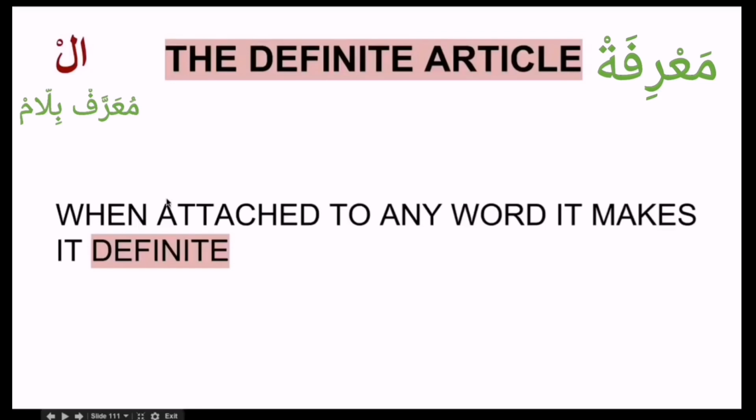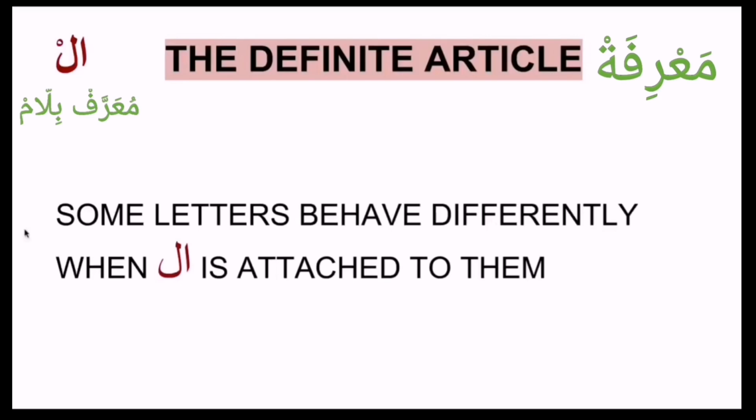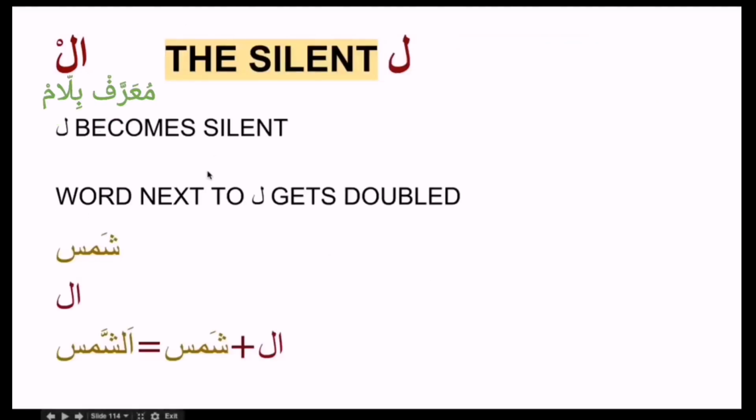However, this al can be attached to all the letters, so any letter which can begin a word. Some letters behave slightly differently when al is attached to them. Okay, so what I try to call is, we got a silent L. For example, in English we say talking, but when we write it, we write L, t-a-l-k-i-n-g, but we don't pronounce L. Exactly the same way, here we got silent Laam. The sound of Laam is not produced.